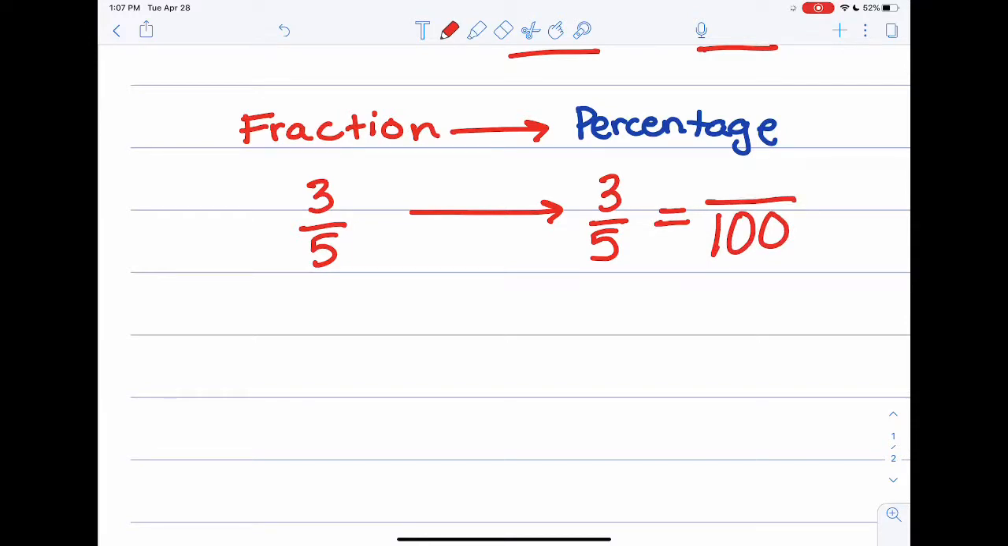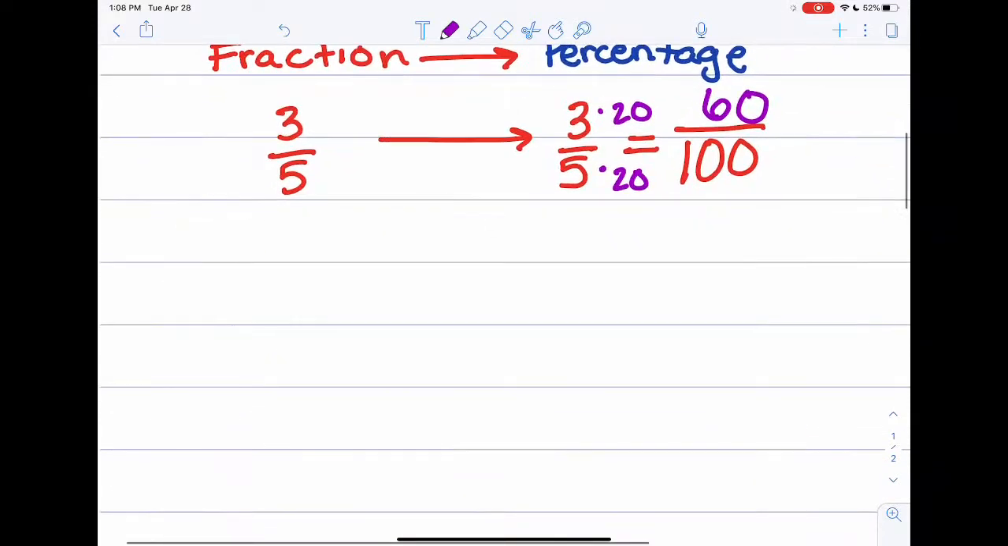So 3/5, I want to change it to 100 at the bottom. So I need to think to myself, 5 times something is going to give me 100. You can always use a calculator, but 5 times what is going to give me 100? So 20. 5 times 20. So if I do it to the top, I also have to do it to the bottom. So 3 times 20 is 60. So I know that this is the same thing as 60%.